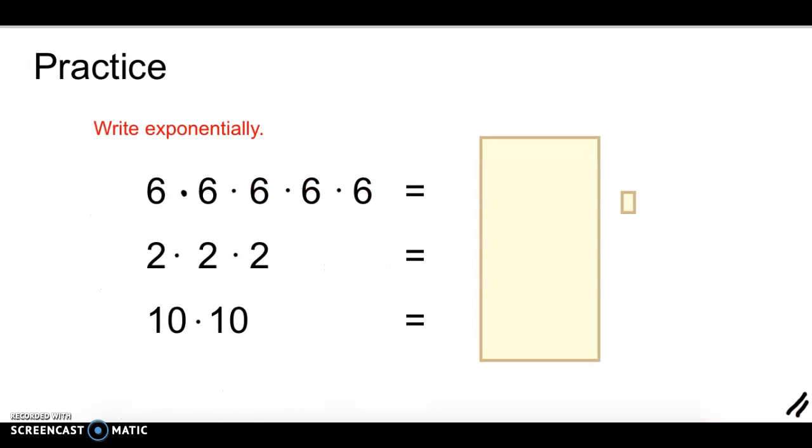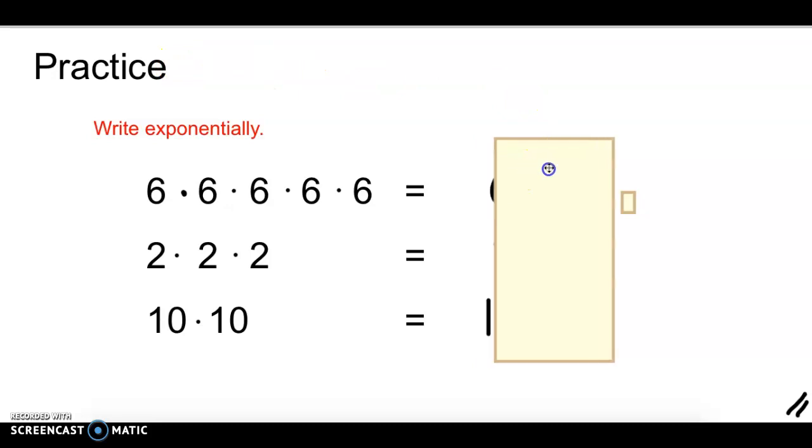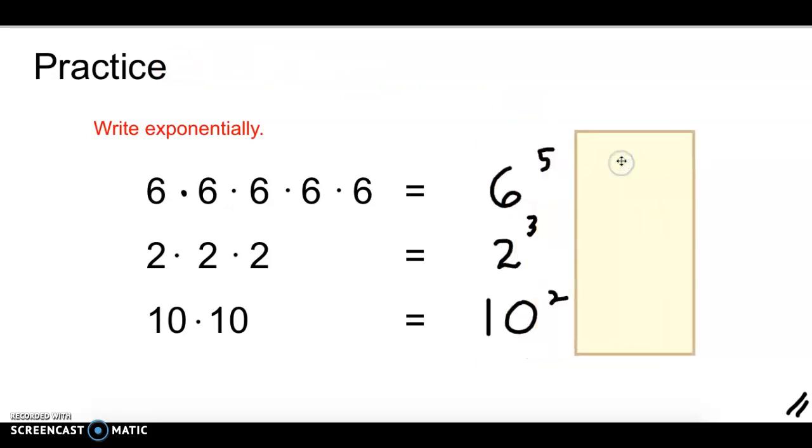And last 3 problems, please write these 3 using exponents. Pause the video, and when you're ready, go ahead and turn it on. Are you back? So the first one should be 6 to the 5th power. The next one should be 2 to the 3rd power. And the last one should be 10 squared, or 10 to the 2nd power.